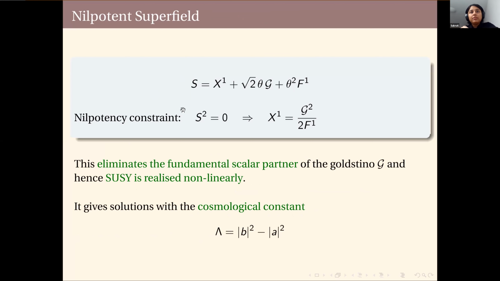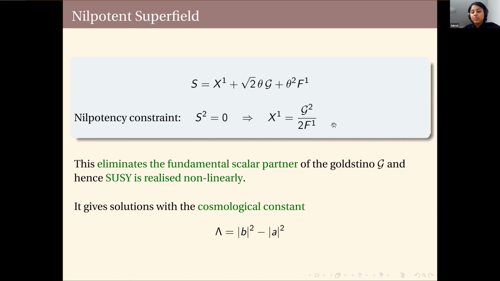So eliminating the Lagrange multiplier gives this constraint on the superfield, S squared equal to 0, and that's why it's called a nilpotent multiplet or a nilpotent superfield. And this constraint gives this relation between the scalar field X1 and this fermion here, G. Now, using this relation, we can eliminate the scalar field. And once we do that, the supersymmetry is said to be realized nonlinearly, because that is how nonlinear SUSY works.